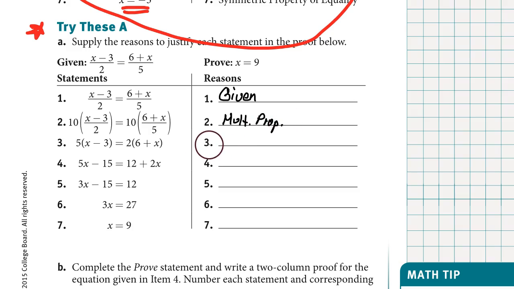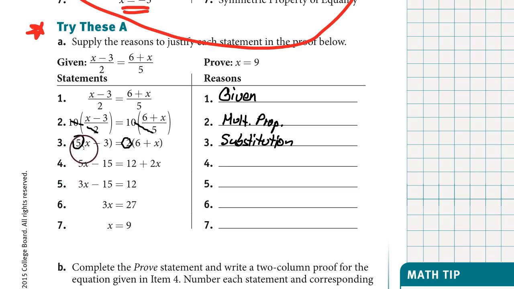To figure out the justification in line 3, you have to figure out what happened from line 2 to get to line 3. Where did the 5 come from? Where did the 2 come from? It looks like the 10 over 2 was replaced with 5 because 10 over 2 is just 5. Over here, the 10 over the 5 cross-canceled and made the 2. This is called substitution, when you replace an algebra expression with something else that's equal to it.